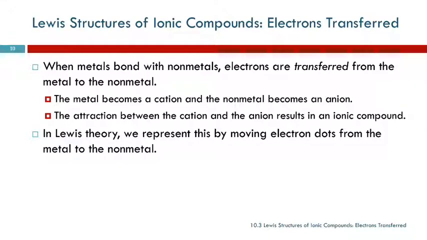So let's look at ionic compounds. Metals bonding with nonmetals, electrons are transferred from the metal to the nonmetal. We get a cation and an anion, and the attraction between them results in a compound. And so in Lewis theory, what we do is we represent this process by moving the electron dots from the metal to the nonmetal.